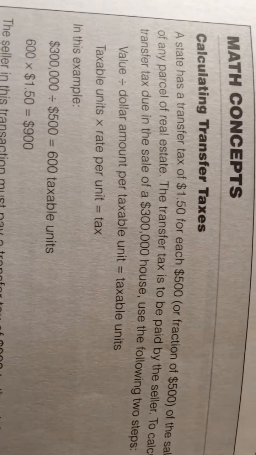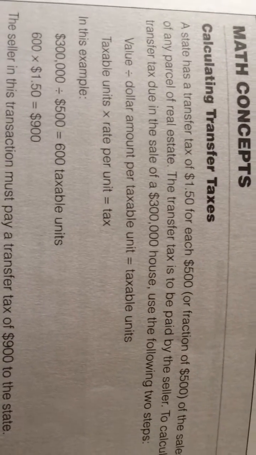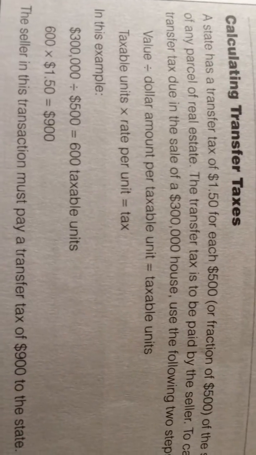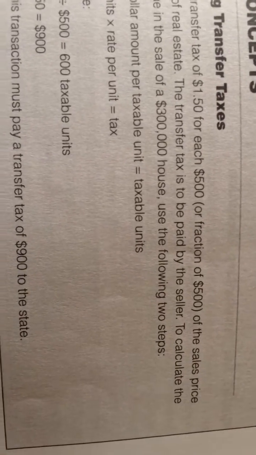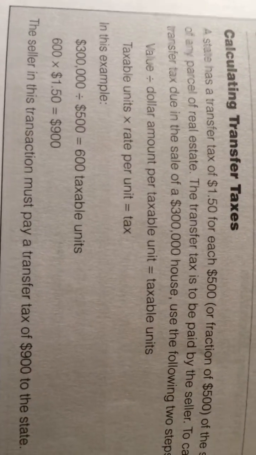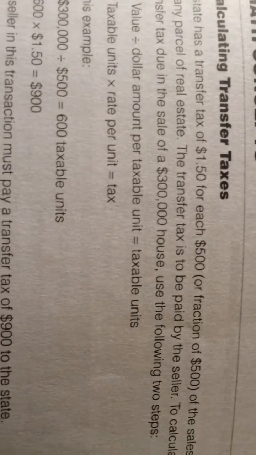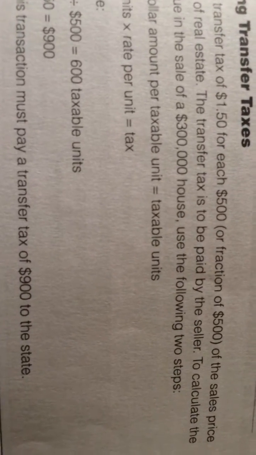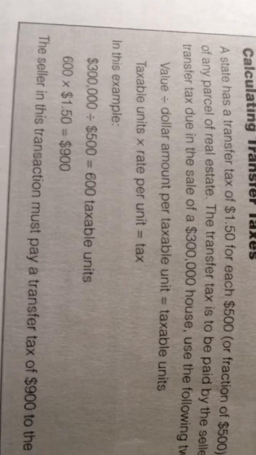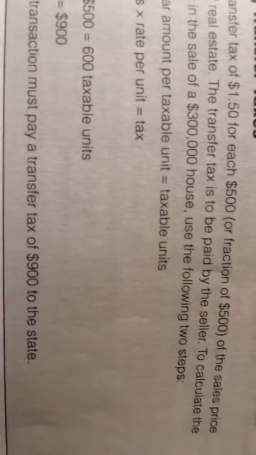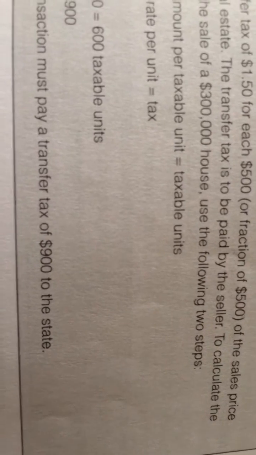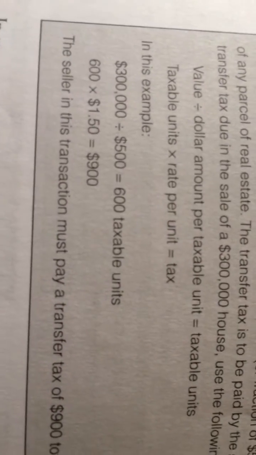Math concepts. Calculating transfer taxes. A state has a transfer tax of $1.50 for each $500 or fraction of $500 of the sales price of any parcel of real estate. The transfer tax is to be paid by the seller. To calculate the transfer tax due in the sale of a $300,000 house, use the following two steps.